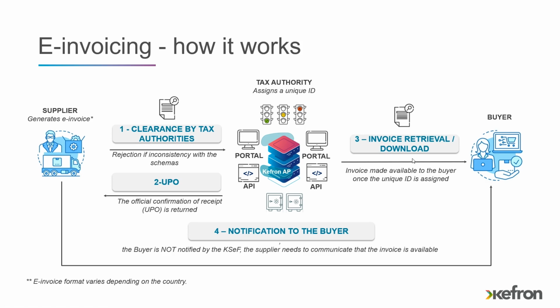This hopefully gives you a brief overview of how the CTC mandate is going to work from a headline overview point of view in an accounts payable process. Key things to unpick: the e-invoice is going to be in a specific file format. It needs to go for clearance from the tax authority via an API. The tax authority is going to assign a unique ID or reject it if it's not in the correct format. And then it's going to be made available for the buyer to accept and ultimately pay.